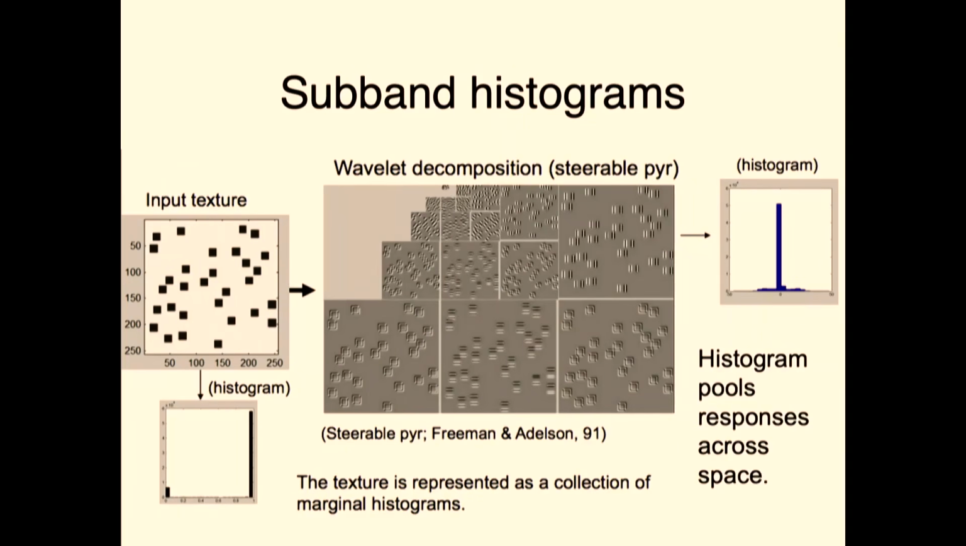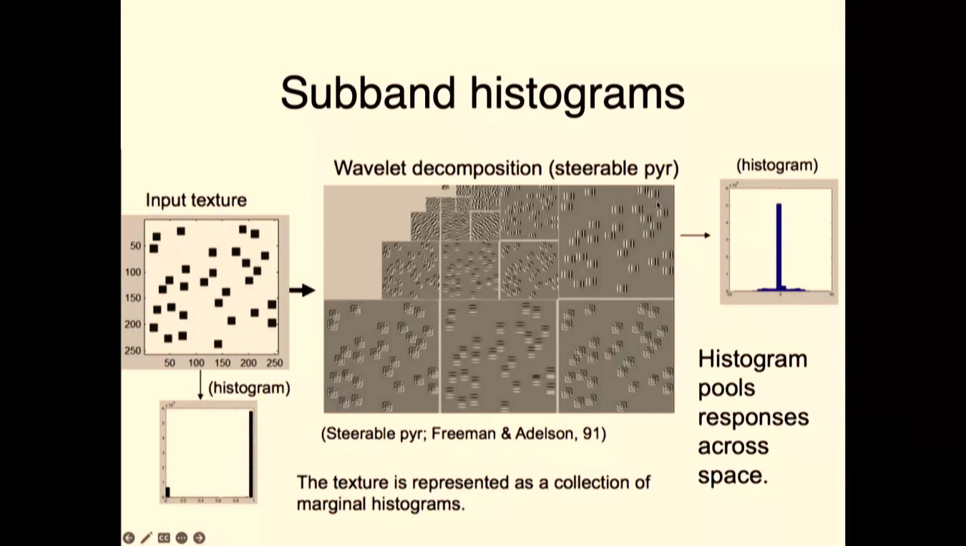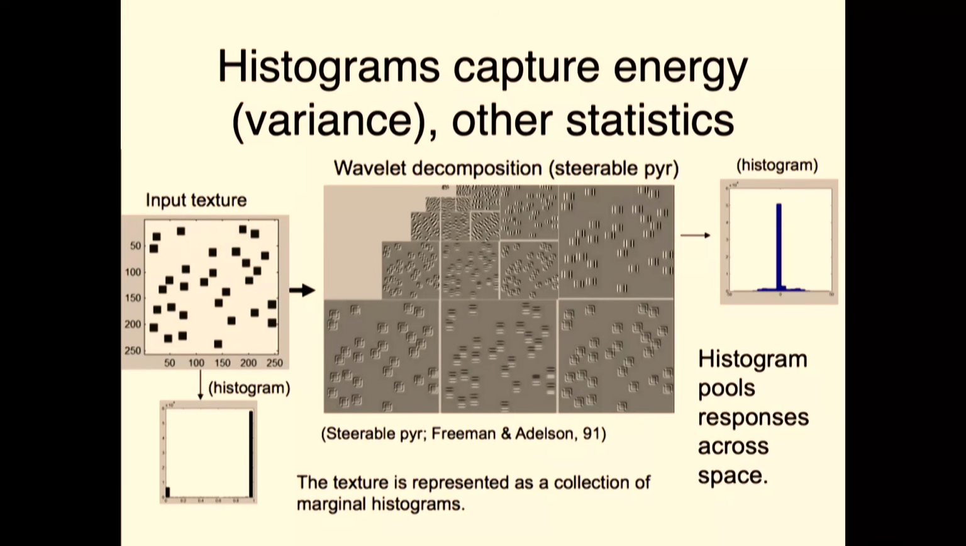And so remember, the representation we're trying to evaluate here is one where you take each of these subband representations and you form a histogram. The histogram is just the distribution of the values in this array. It's like throwing all of the values into a bag and then seeing what the distribution is. So you're throwing out all of the spatial organization of the image. This is really just capturing the average properties of that subband, in this case averaged across space. So it captures the variance as well as all other marginal statistics. Okay, so that's the proposal.